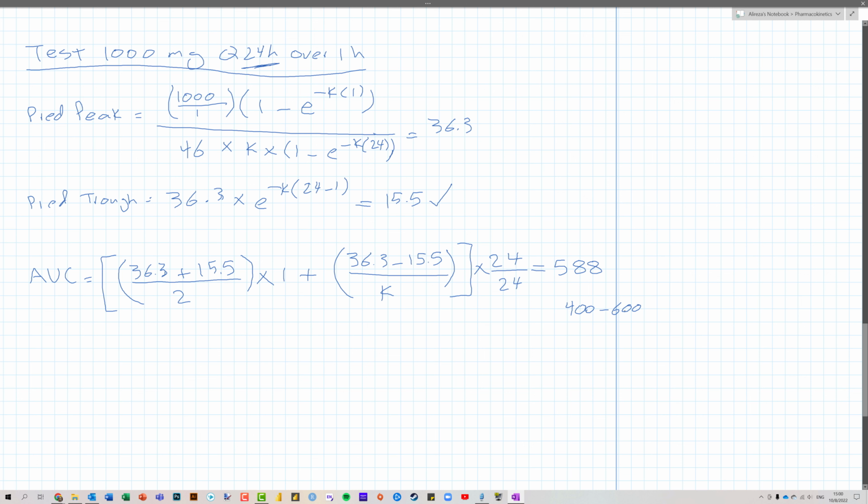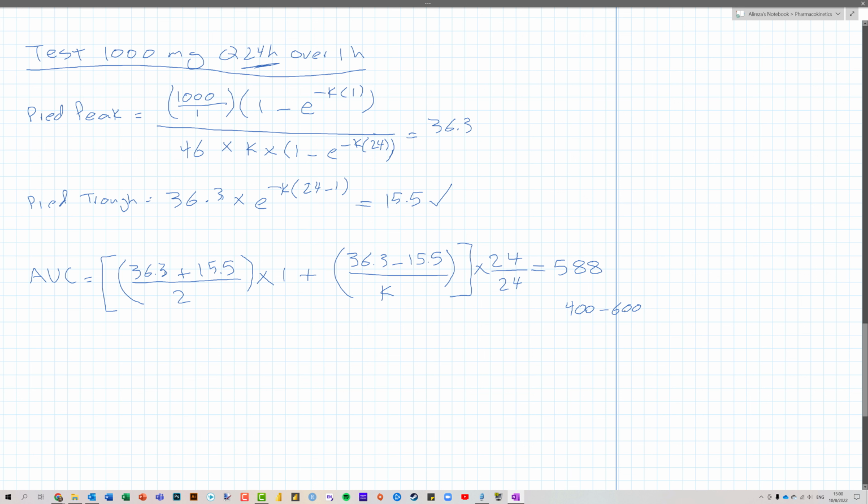So the first thing you want to do is update some of the numbers based on the level we got. What we cannot change is the volume of distribution, and we only have a single level, so we still have to use the population PK volume of distribution that we calculated in the previous part. So volume of distribution would still be 46 liters.